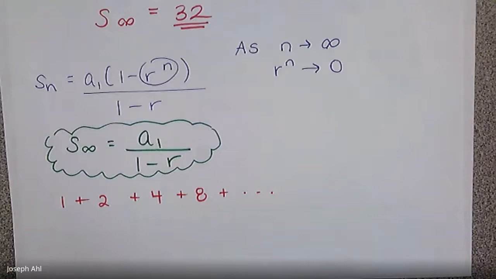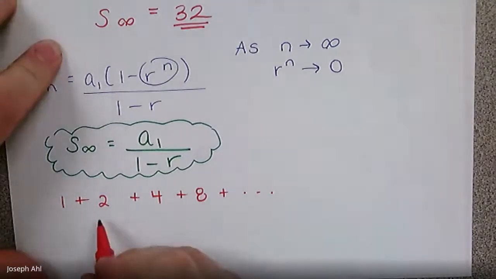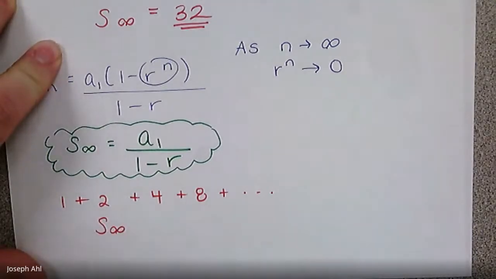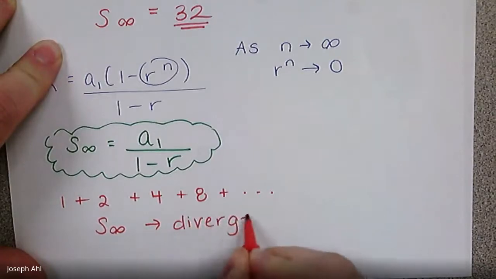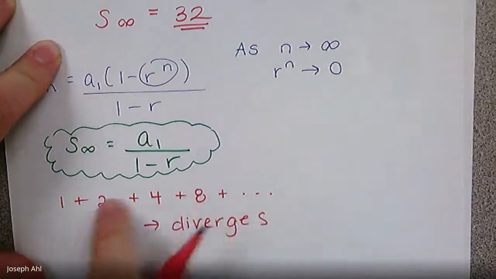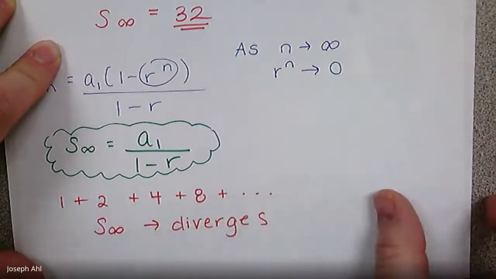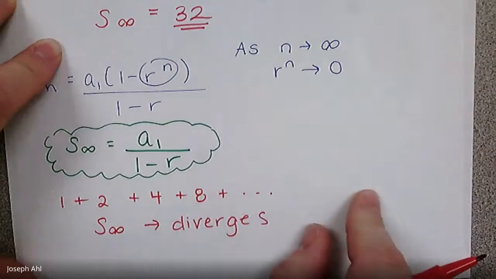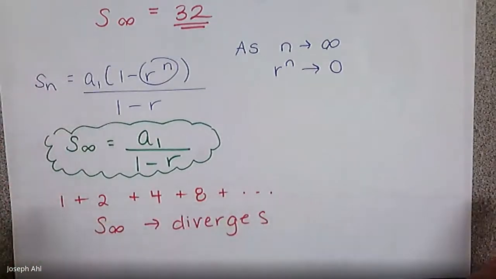So I'm going to give you a really fancy math word here. The infinite series here, S sub infinity, diverges. It's really approaching infinity. And the reason why is that these numbers are going to get larger and larger and larger. So since the numbers in the series are getting bigger, the infinite sum is just going to keep getting bigger and bigger and bigger and not approach a particular number.